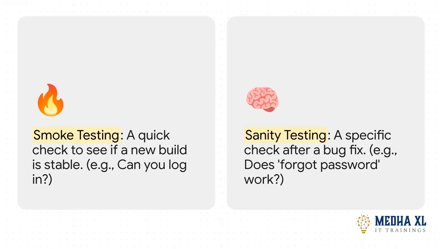All right, next up, two terms you'll hear all the time: smoke and sanity testing. The easiest way to think about it is this. Smoke testing is a quick, wide, but shallow check on a brand new build. We're just asking, does the app even open? Can I log in? We're just checking for major fires, basically. Sanity testing is different. It's narrow but deep. It happens after a bug fix or a small change, just to make sure that one specific thing, like the forgot password feature, is now working exactly as it should.